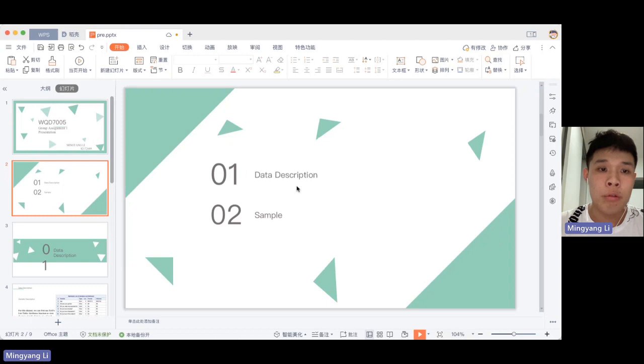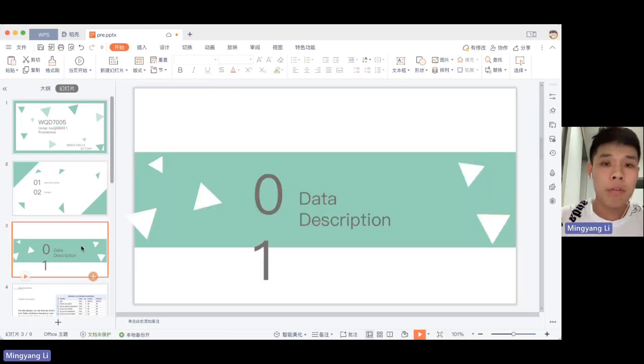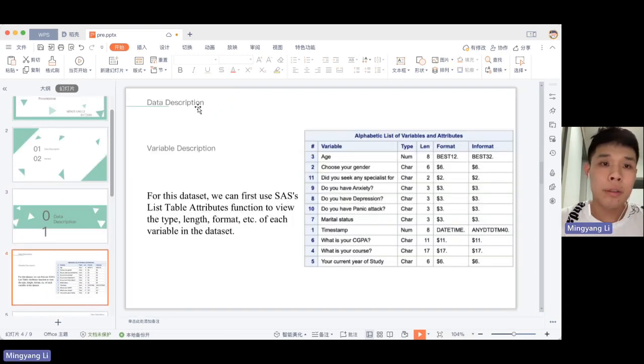My presentation includes two parts. One is data description and second is sample. First, let's start with data description, variable description. For this dataset, we can first use SAS list table attributes function to review the type, length, format of each variable in the dataset. The image shows there are 11 variables in our dataset, and it shows every variable's type, length, format.